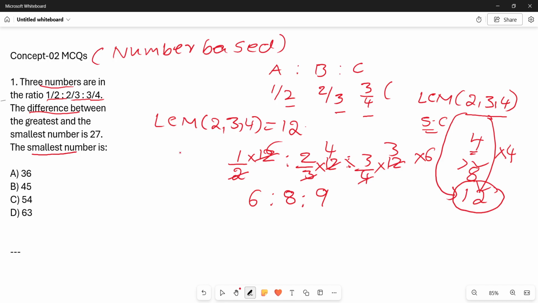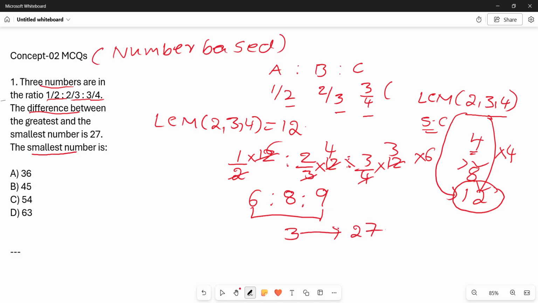So what are they asking in the given question? The difference between the greatest and the smallest number is 27. What is the greatest ratio, guys? 9. What is the smallest ratio? It's 6. The difference between the smallest ratio and the greatest ratio is 3. So 3 parts is given as 27.